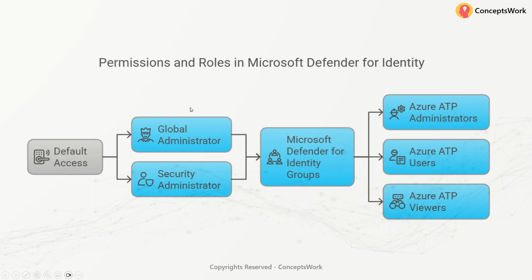Now, from a permission standpoint, in order to set up MDI, you need to be at least a Global Admin or Security Admin. Once you have set up the MDI workspace, three different groups are created in Entra ID, and you can use these groups to grant permissions to the MDI console. The very first one is Azure ATP admin, then you have users, and then you have viewers. Once again, this section is required to set up MDI, and this section is the set of groups which will get created once MDI is set up in your environment. These are two different things altogether.